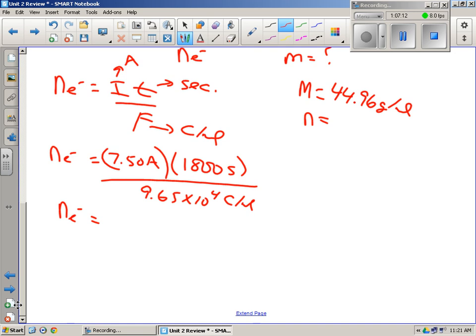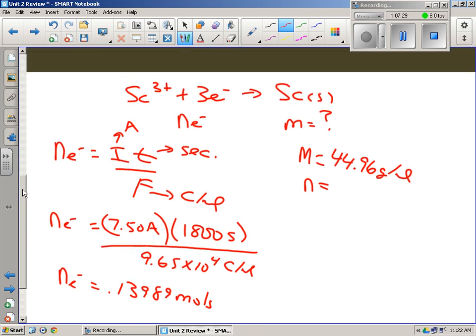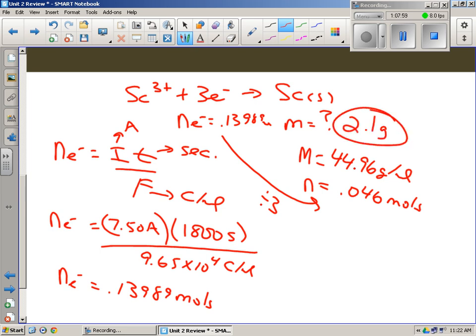Amount of electrons is, therefore, about 0.13989 moles. So that's the amount of electrons being transferred in that amount of time, basically being moved. Well, if that was 0.13989 moles, then I know to divide by 3 to get over to there, since it's a 3 to 1 ratio, okay? Then this should be about 0.046 moles here. And roughly, multiplying those two together, I will get 2.1 grams, final answer there. And that is a little bit of Faraday's law there to finish it up. Yes? Good?